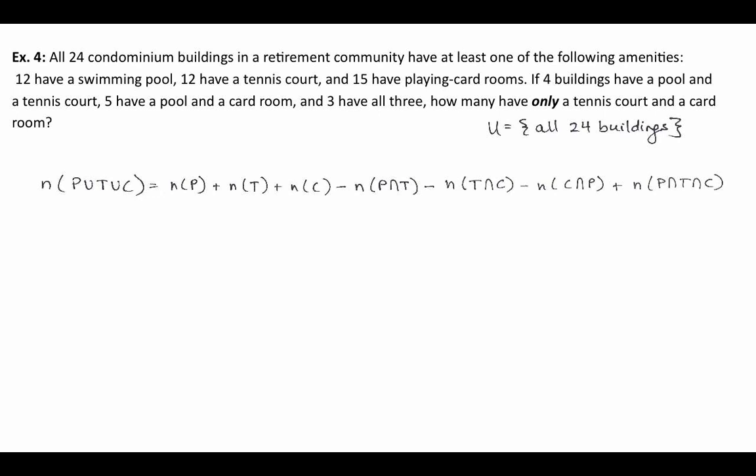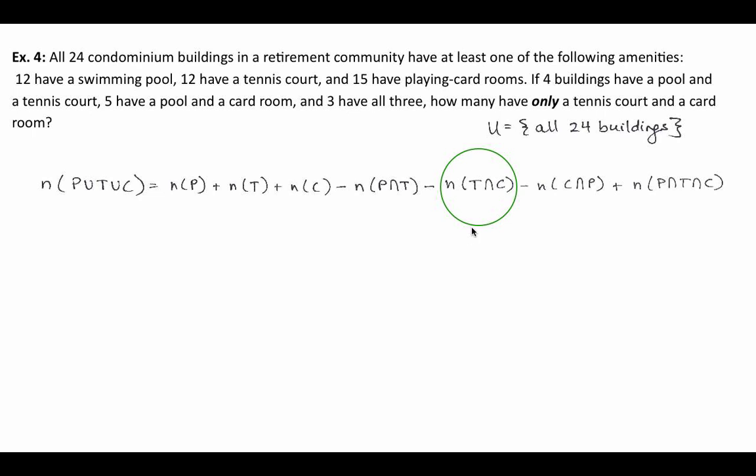Here we have the union is equal to the number of buildings that have a pool plus the number of buildings that have a tennis court plus the number of buildings that have a card room, minus the number that have a pool and a tennis court, minus the number that have a tennis court and a card room, minus the number that have a card room and a pool, plus those 3 special condos that have all 3. What we notice right away is we're looking for the ones that have a tennis court and a card room, so our solution is linked to this unknown variable. It won't be this unknown variable exactly, but it's linked to it.